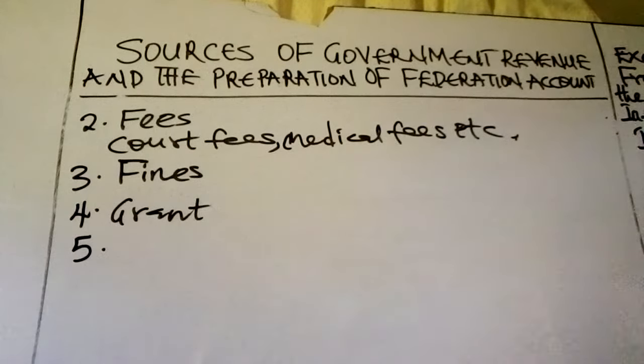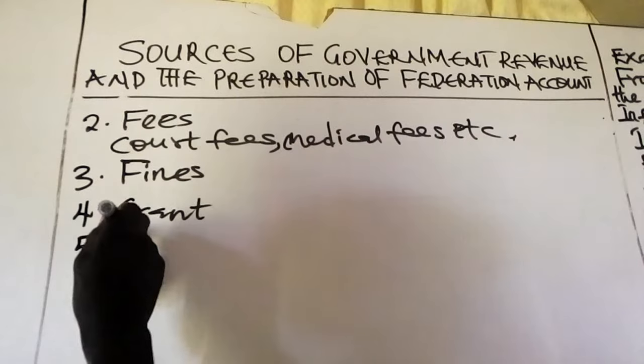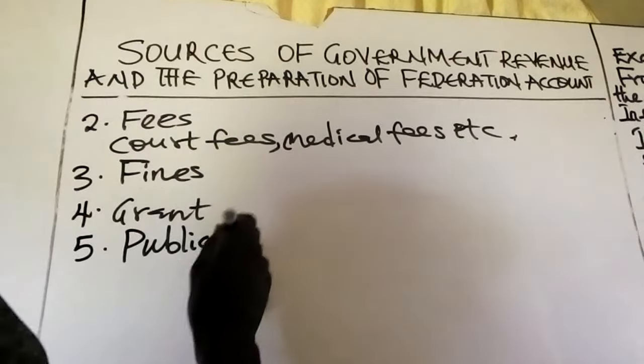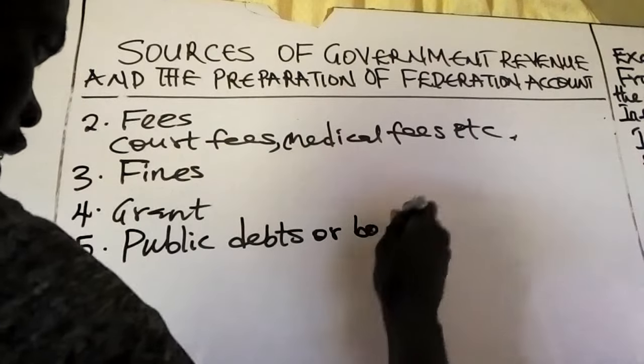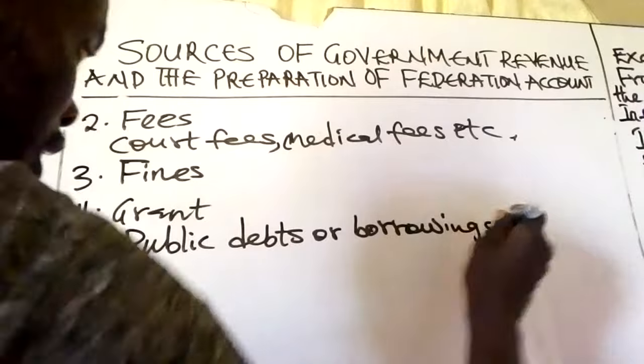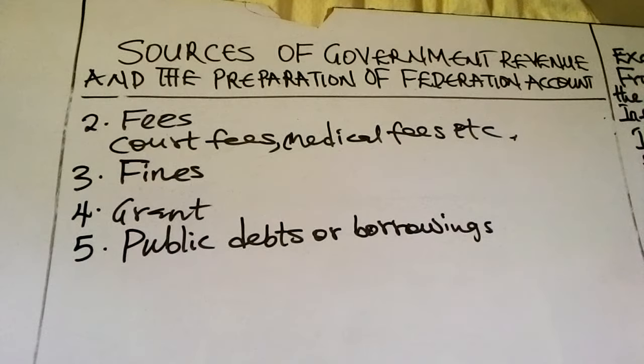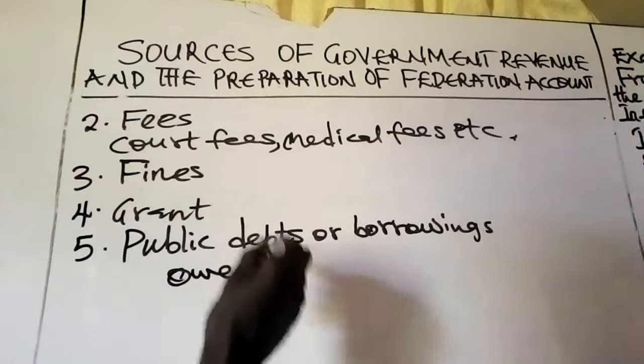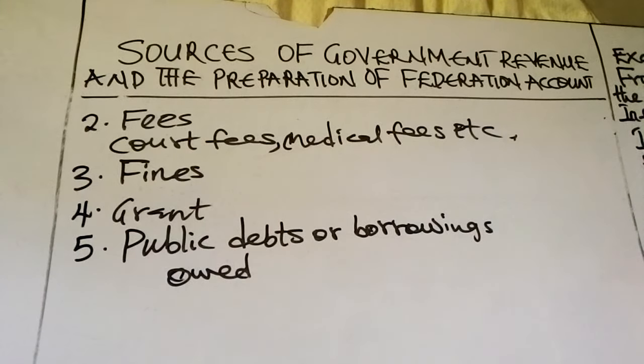The number five source of revenue which I'm going to look at is public debts or borrowings. To learn more on public debts, I have a full presentation on public debts, so try to watch it. Public debts are debts owed, both internally or externally, by the government of a country. That is said to be the public debt, the debt owed by government.